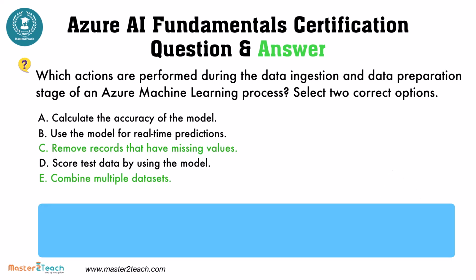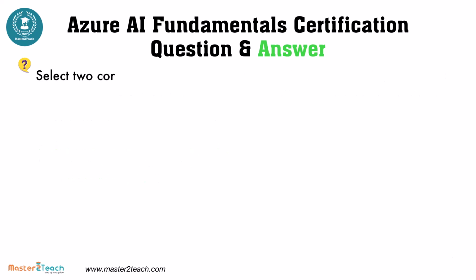The correct answers are remove records that have missing values and combine multiple data sets. These actions are essential for preparing the data before training a machine learning model. Select two correct options for Copilot.